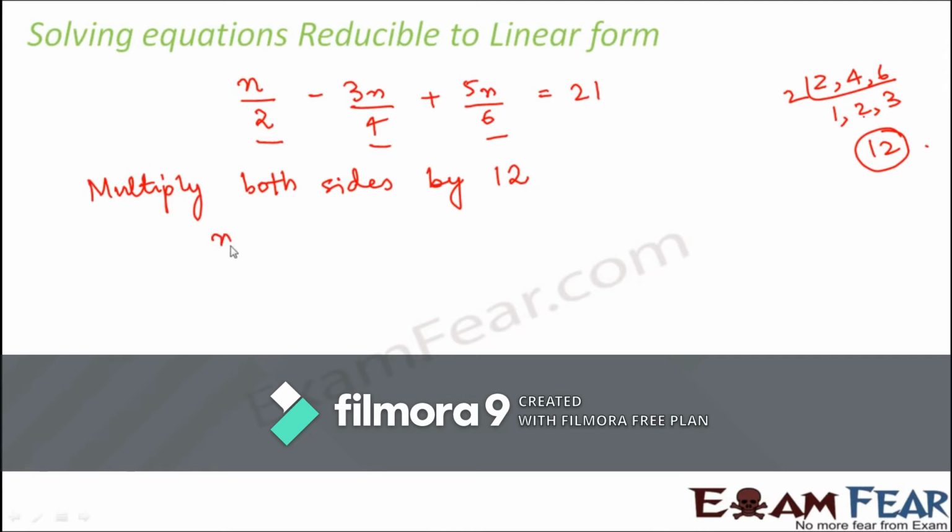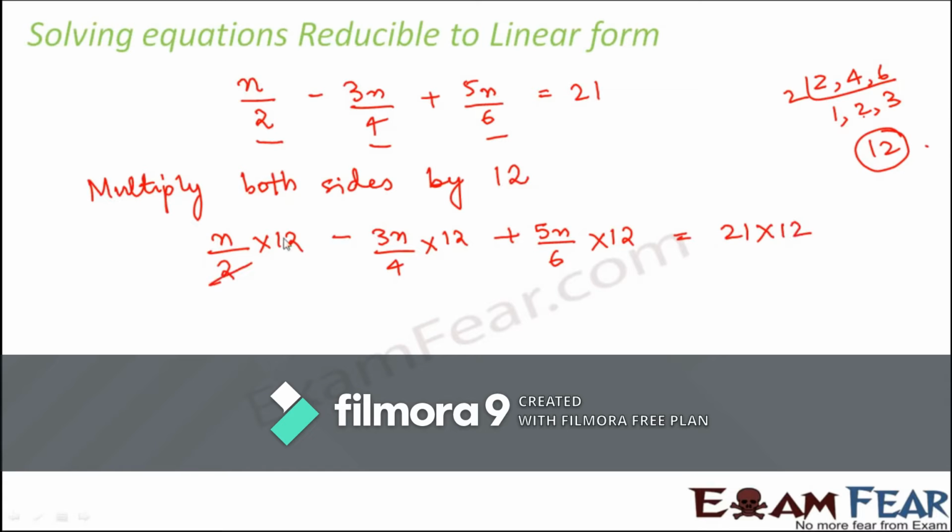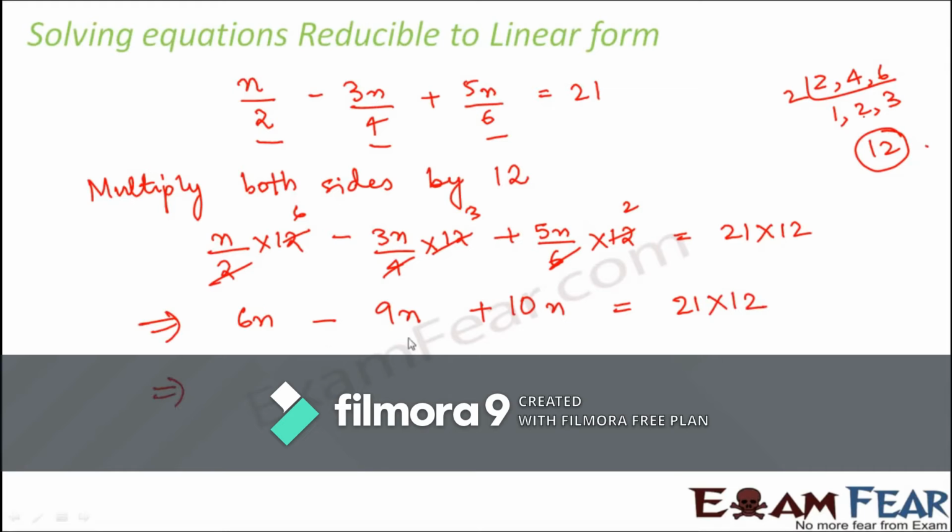by 12. So this would be n by 2 into 12 minus 3n by 4 into 12 plus 5n by 6 into 12 is equal to 21 into 12. So this is 2 6s are 12. So this is 6n minus this would be 4 3s are 12. So this is 9n plus 6 2s are 12. So this is 10n is equal to 21 into 12. So we keep it as it is as of now.